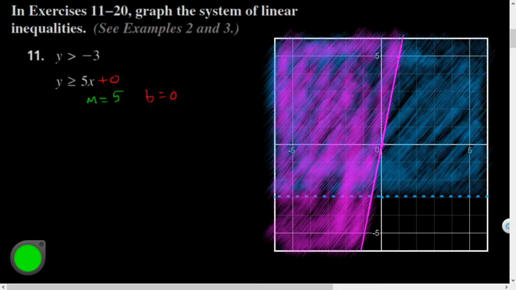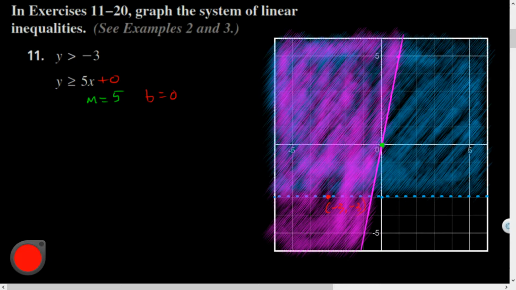Okay, so let me ask you this question. What points are the solutions here? Well, the solutions are going to be the common shaded region. All right, let me ask you this. Is the origin a solution? Yes, because it's on the solid line. Okay, is -3 a solution? No, because it's on a dashed line. Right, so that one's a no-go.